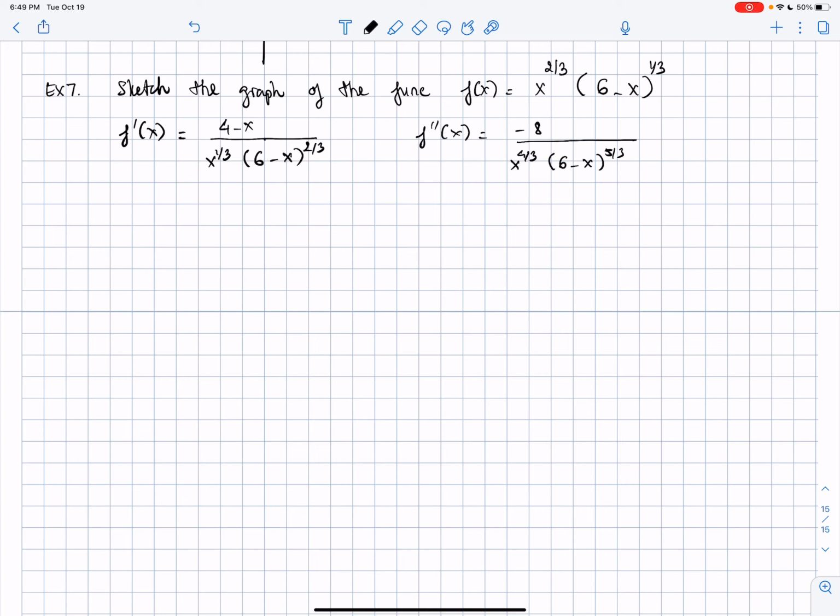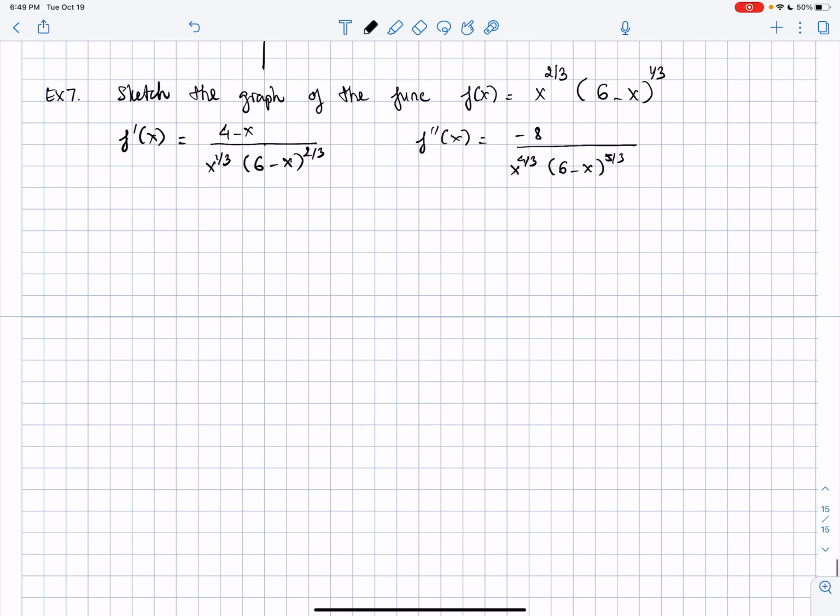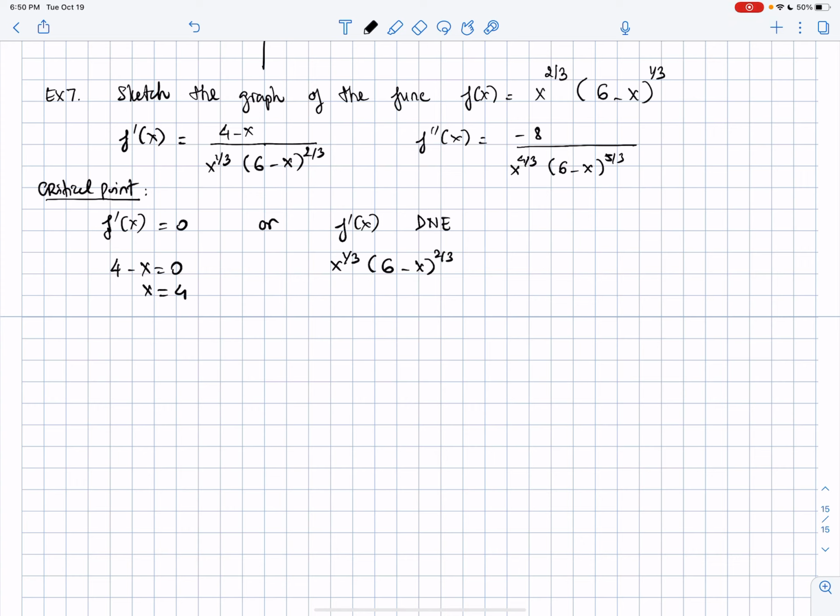Okay, so now in order to find the critical points, as we learned in section 3.2, critical points are where there may be a local max or local min. We set f prime of x equal to 0, or f prime of x does not exist. f prime of x is a fraction, so it equals 0 when 4 minus x equals 0, then x equals 4. f prime of x does not exist when x to the 1/3 times (6 minus x) to the 2/3 equals 0, then x equals 0 or x equals 6.